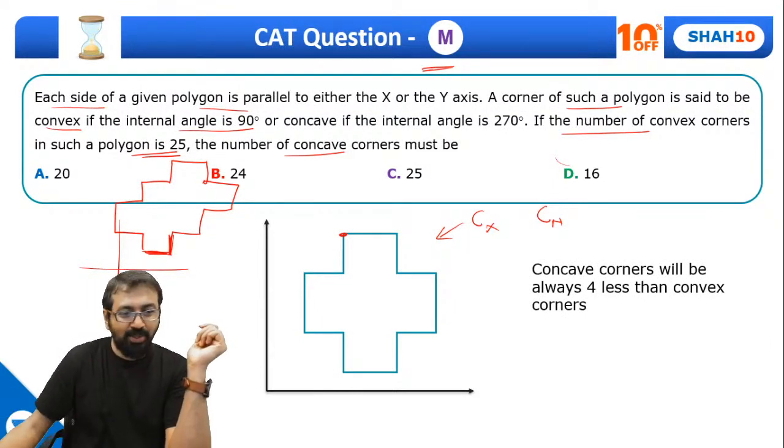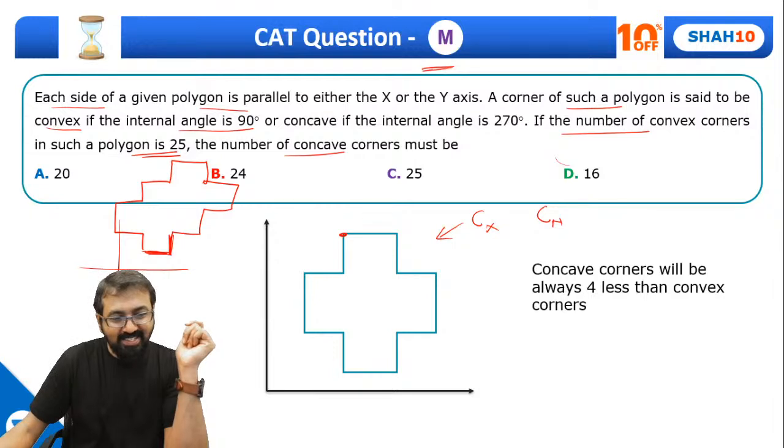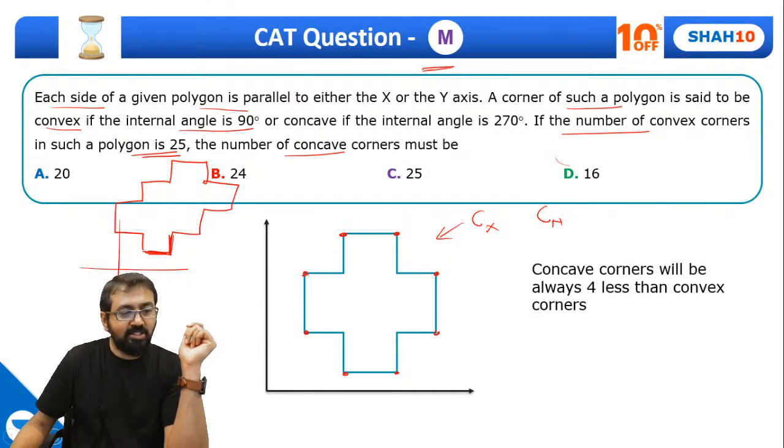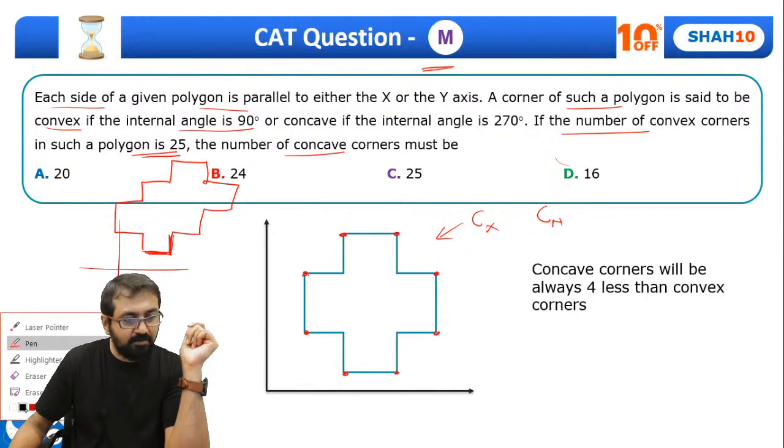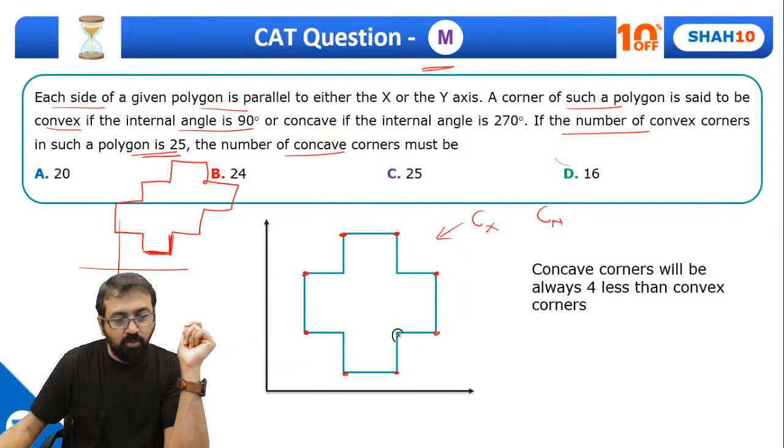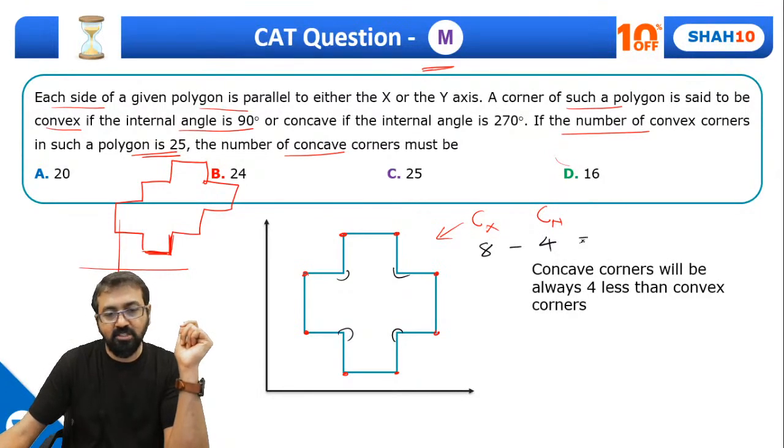Fine, guys. So this is convex, convex. So all these are convex corners. Let me indicate the concave corners. So 1, 2, 3 and 4. So can I say convex corners were 8, concave corners were 4? What is the difference? It's 4.